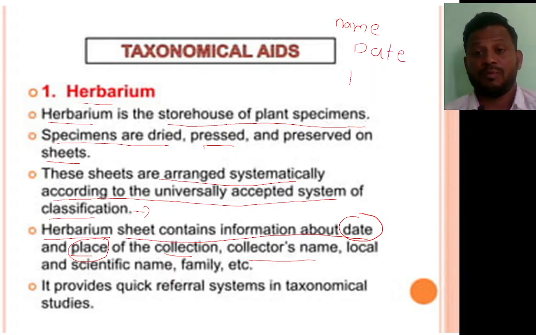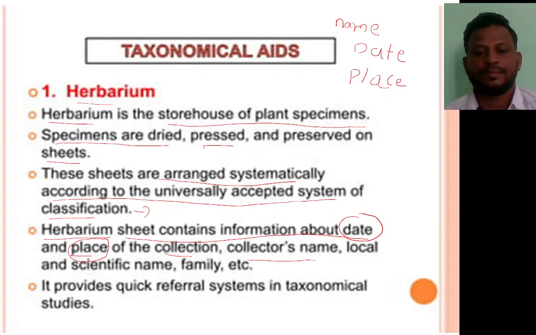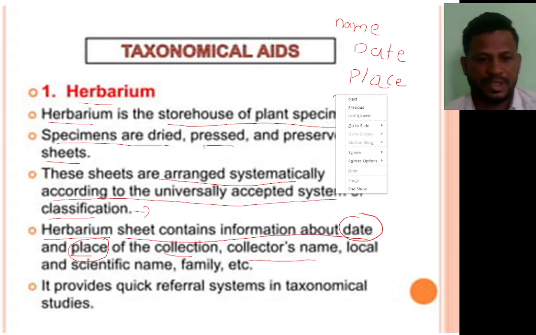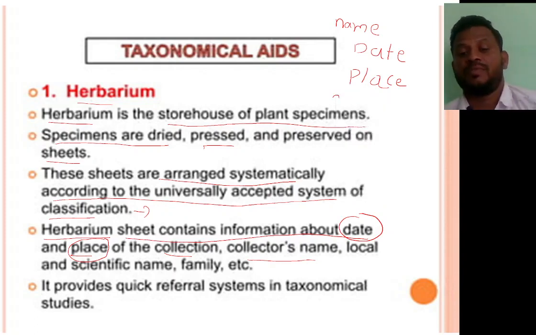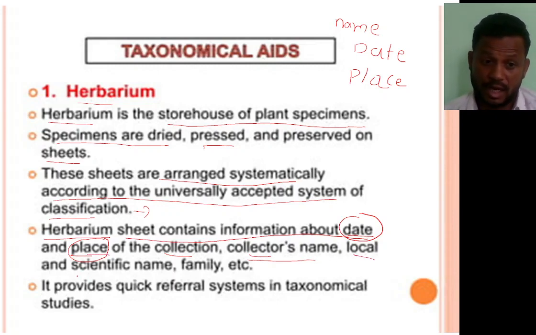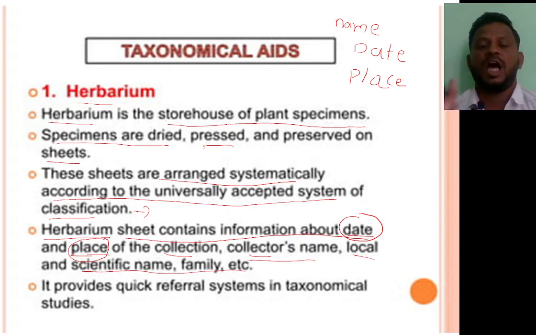Right. Next, from which place it is collected. Place. Right. And with their scientific name. Are you getting my point? This is the system of a herbarium. First is the name of the collector. Next, on what date it was collected, from which place, and with their local names, and also the scientific name and the family, etc. All this data we get from the herbarium.